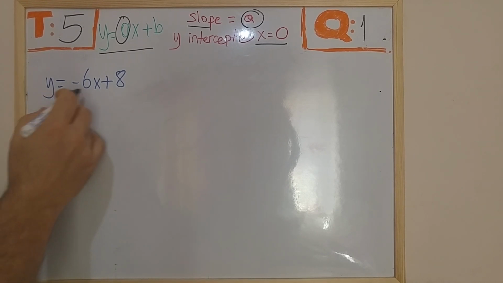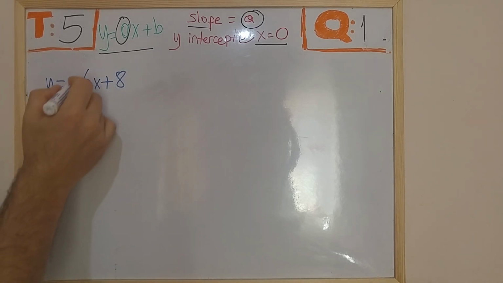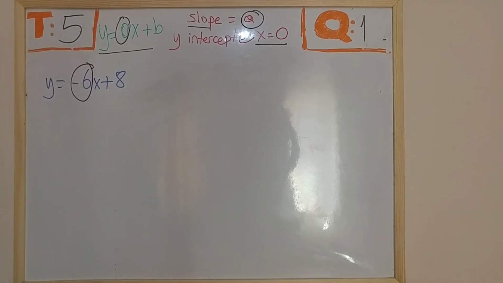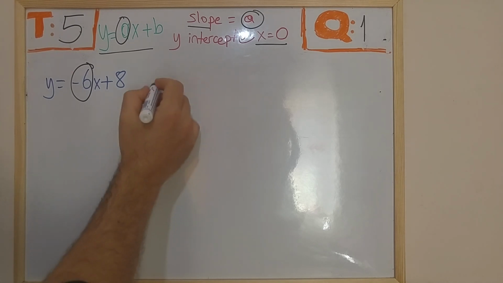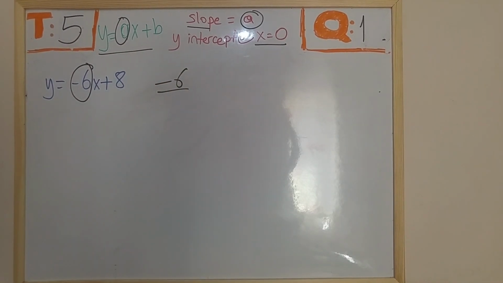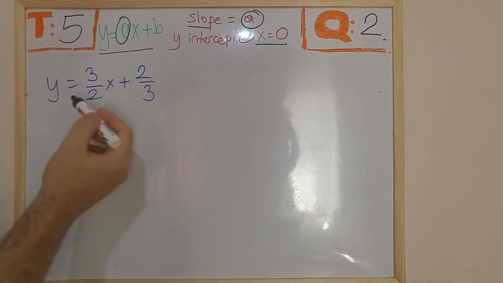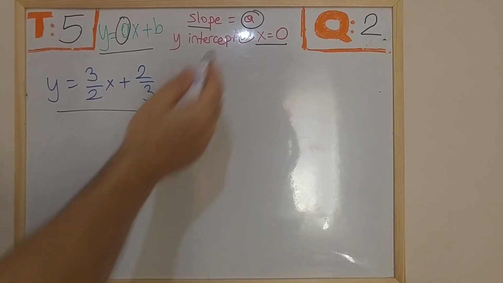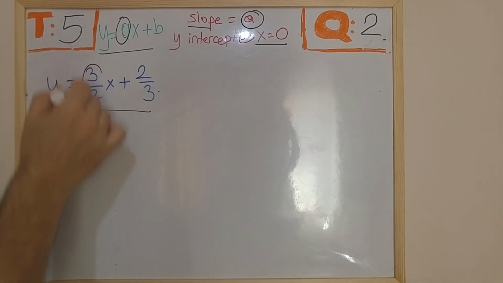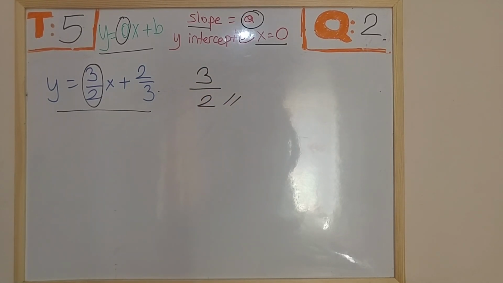y = -6x + 8, and they ask us the slope. Therefore, the coefficient of x, which is -6, is the slope of this line. The answer is therefore -6. They're asking the slope of this line now, and as we had said, the slope of this type of line is equal to a, which is the coefficient of x, which is 3/2. So the slope is equal to 3/2.